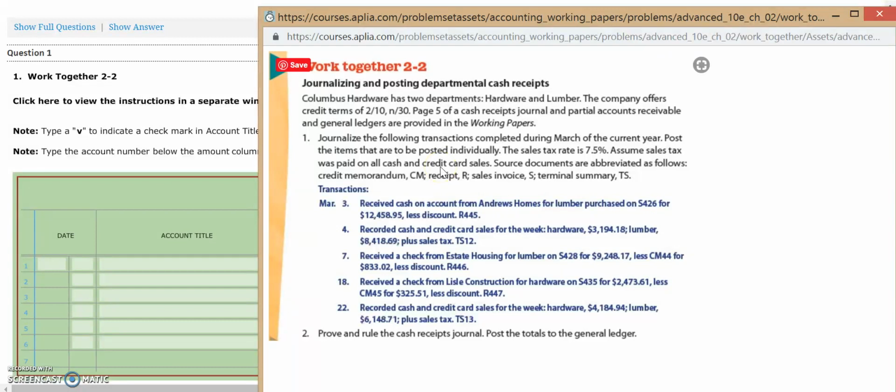The sales tax rate is 7.5%. Assume sales tax was paid on all cash and credit card sales. Our source documents are abbreviated as credit memorandum, receipt, sales invoice, and terminal summary.